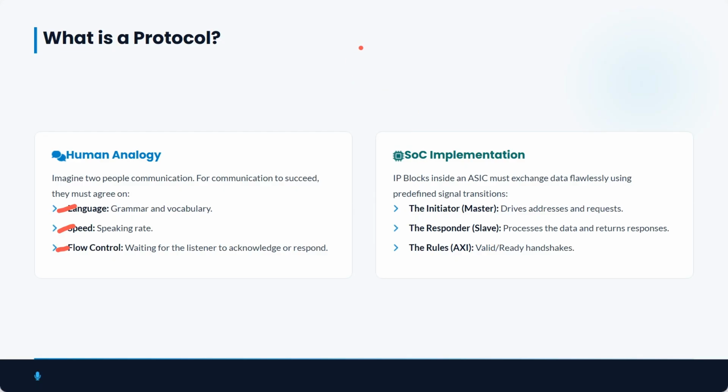So simply you can understand it like this. If I have one master and one slave, and I want to establish communication between my master and my slave, I need some set of rules in order to establish that communication. That rule is nothing but your protocol. I hope till now it is clear. Is everything clear?